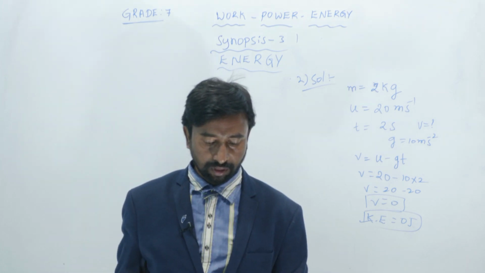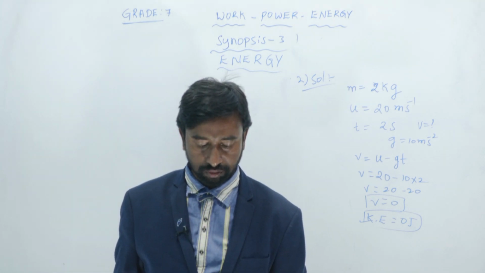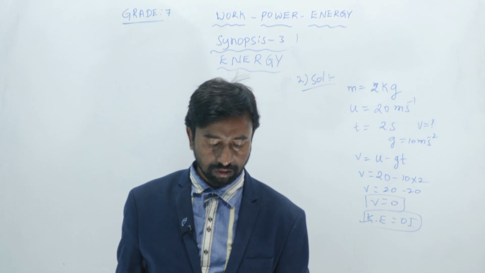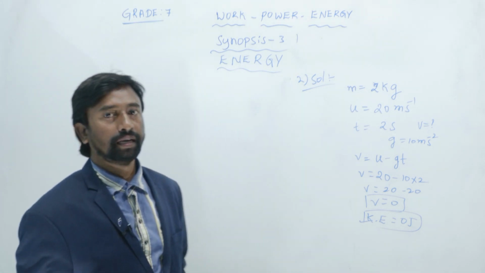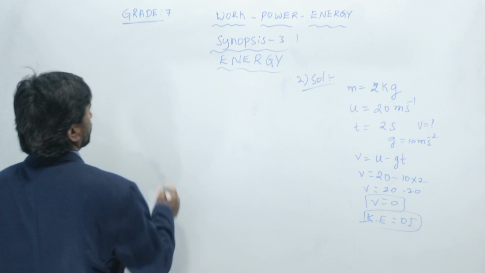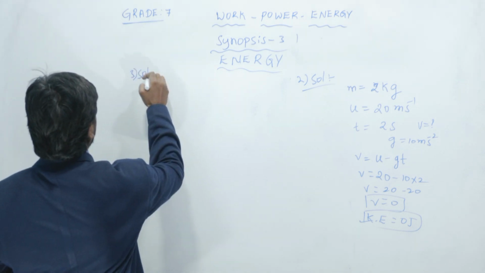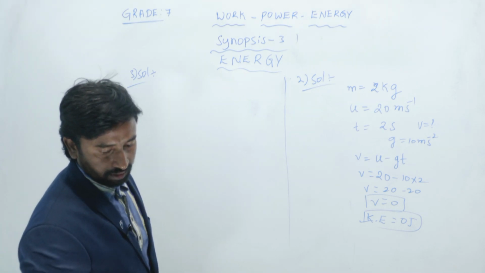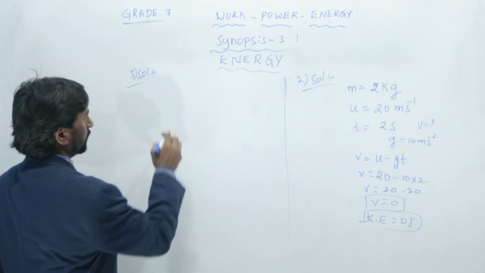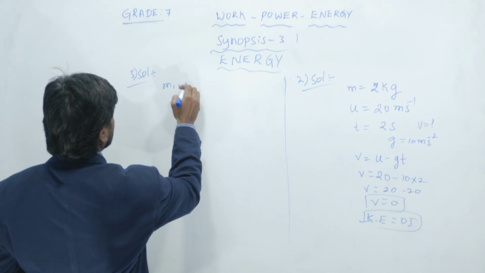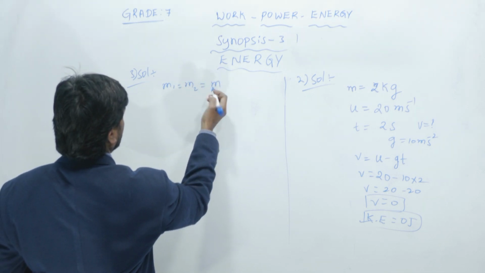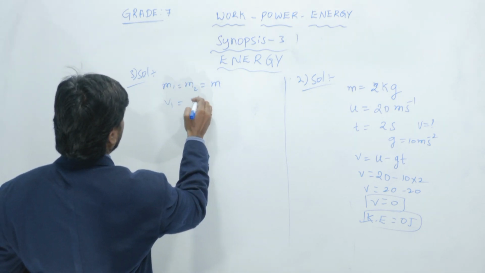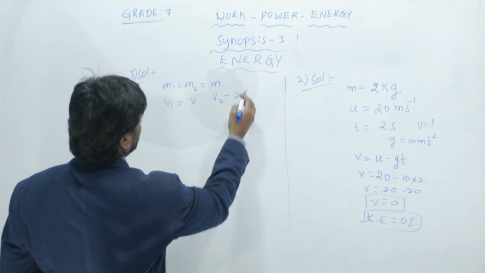Two bodies of equal masses move with uniform velocities v and 2v respectively. We need the ratio of their kinetic energies. This is the third problem. Two bodies of equal masses means m1 is equal to m2, equal to m, and v1 is equal to v and v2 is equal to 2v, as given there.